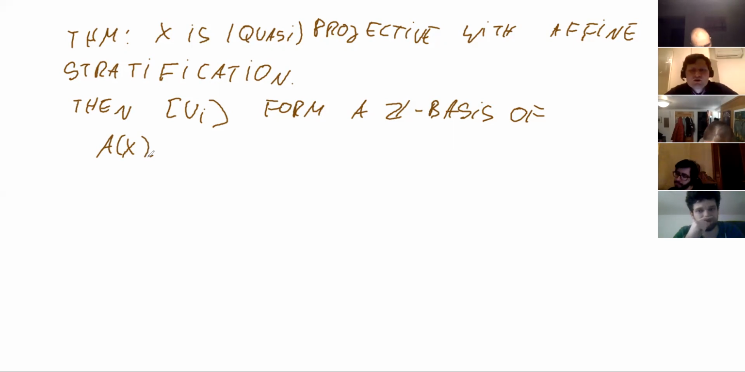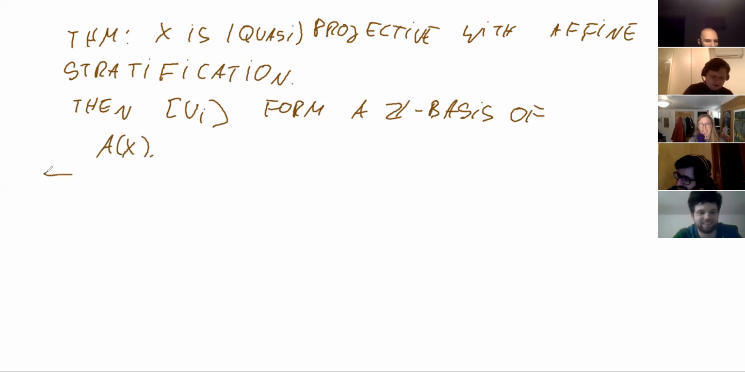This is due to Totaro. The fact that these classes generate the Chow group is slightly easier, and this is a general reference. If you want to know more about this topic, there is a very good new book by Eisenbud and Harris. I think the title is 3264 and All That. So a very original title.